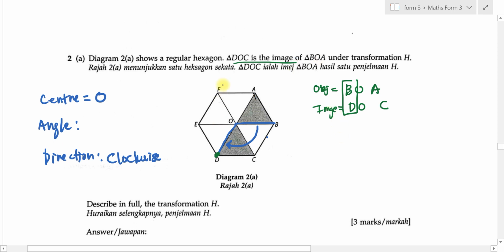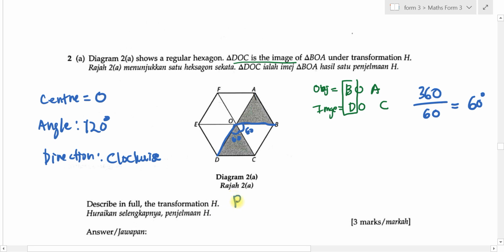This is a hexagon, so 6-sided, right? The hexagon has 6 equal sides. You can check: 1 2 3 4 5 6. So 360 degrees divided by 6, you get 60 degrees at each center angle. So from B to D, here there is 60, here another 60, total 120 degrees. Now combine everything and write.